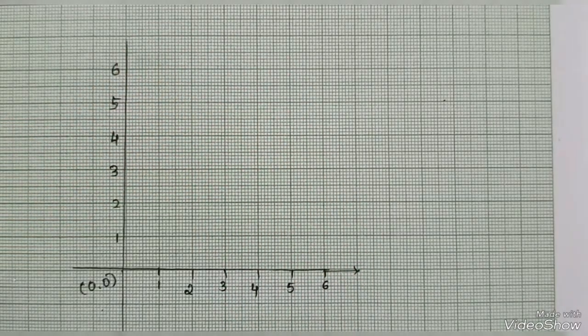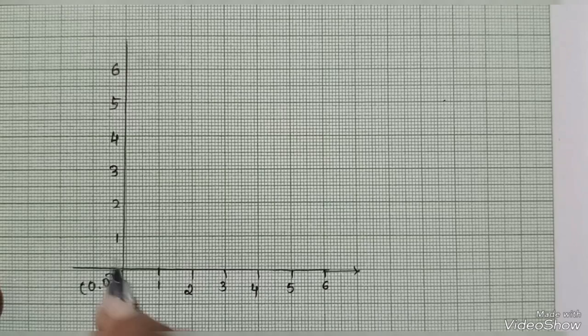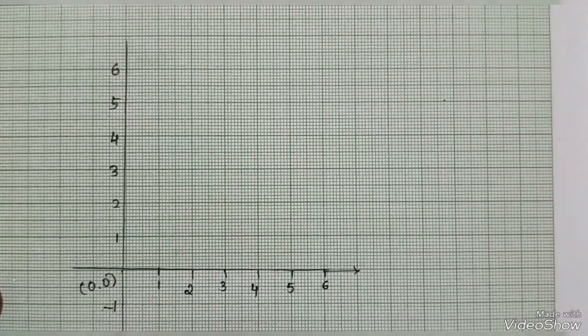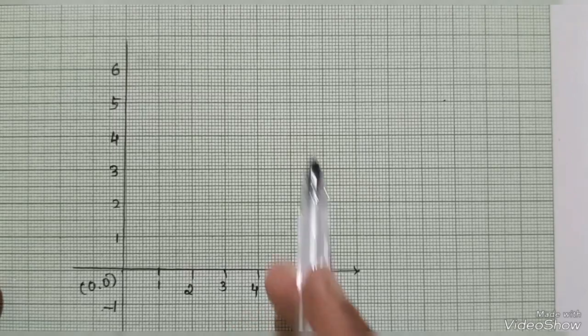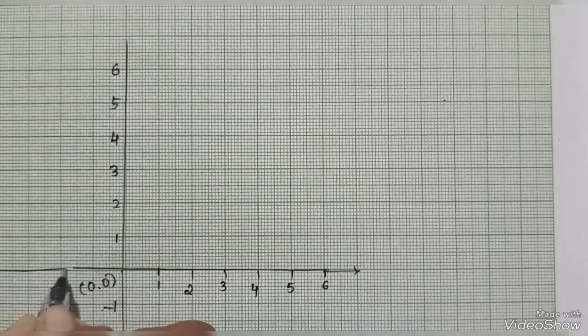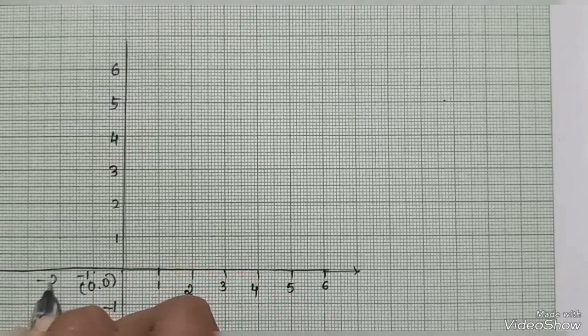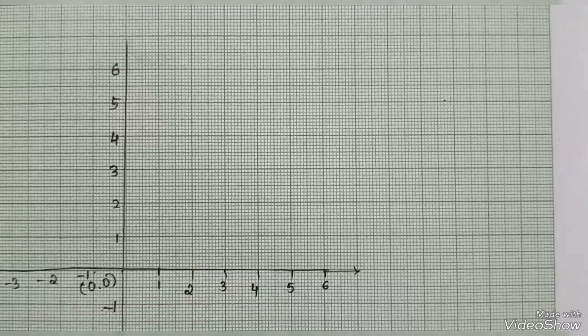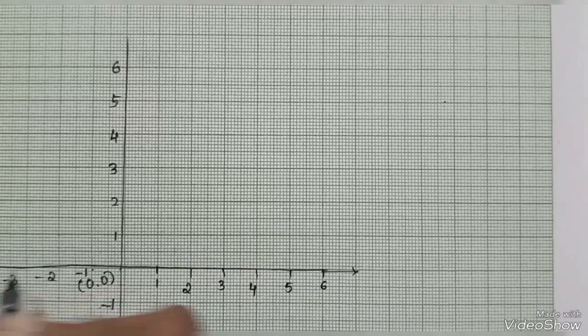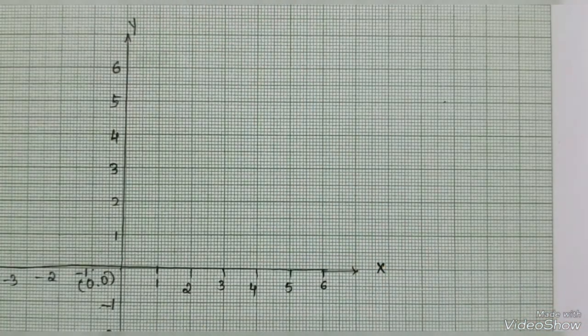Now there are some negative points here, so I am considering here minus 4, that is minus 1, minus 2, minus 3, minus 4. Here also minus 2.5, so here minus 1, minus 2, minus 3, and minus 2.5 is okay. Okay, this is the x-axis, y-axis.